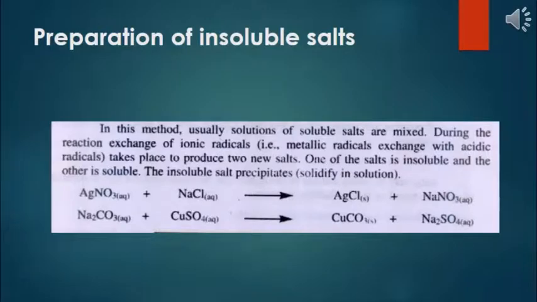Now the preparation of insoluble salts. How are the insoluble salts prepared? In this method, usually the solutions of two soluble salts are mixed. During the reaction, exchange of ion radicals takes place. The metallic radicals exchange with the acid radicals. Yes, the metallic ions will be replaced by the acidic ions to produce two new salts. One of the salts produced is insoluble and the other is soluble. The insoluble salt precipitates, that is, it solidifies in the solution, and we can easily separate the insoluble salt from the soluble salt. For example, silver nitrate, when reacted with sodium chloride, will form silver chloride as well as sodium nitrate.